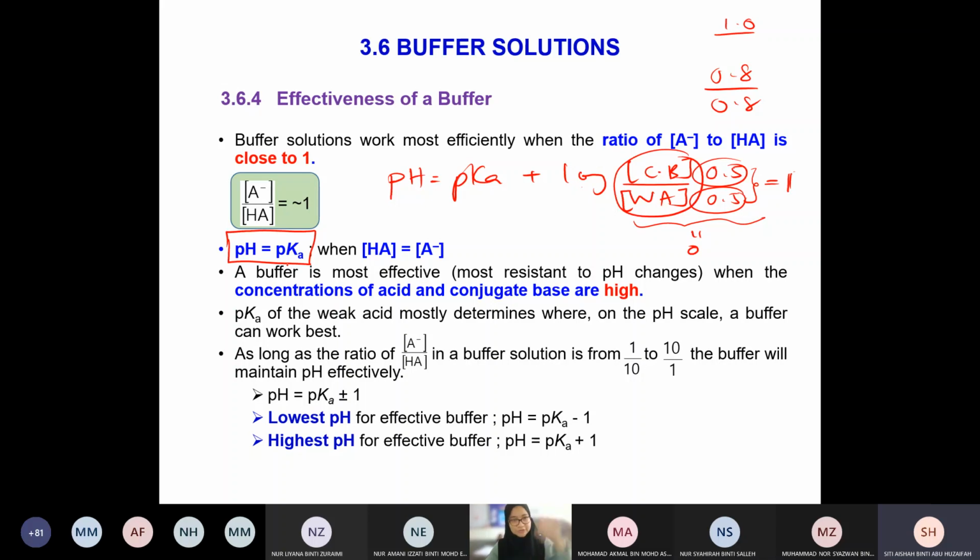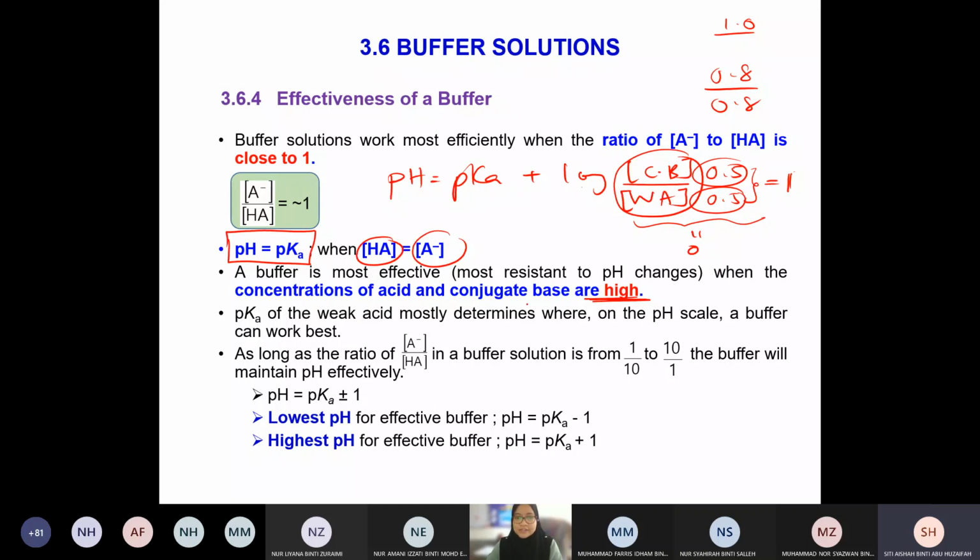Remember that I said KIV last time, where pH equal to pKa was shown on the titration curve. You may refer to the titration curve from last time. It shows at the buffer region. Yes, pH equal to pKa is for a buffer. So we get pH equal to pKa when the concentration of the acid is almost equal to the concentration of the conjugate base. A buffer is most effective, or most resistant to pH changes, when the concentrations of acid and conjugate base are high.